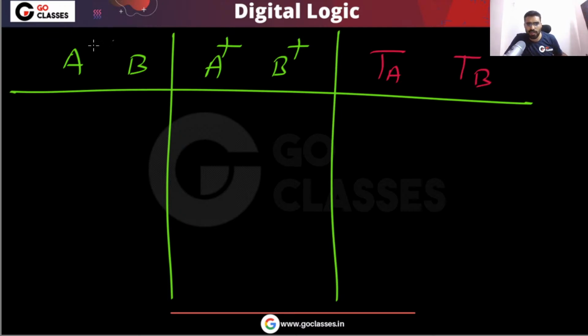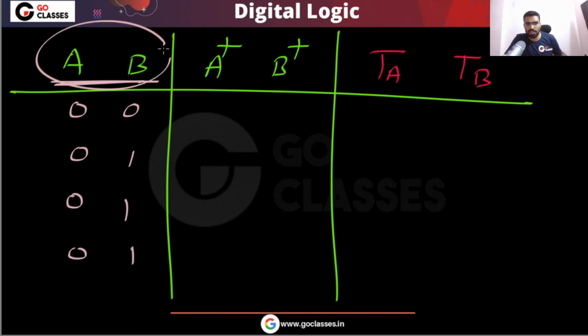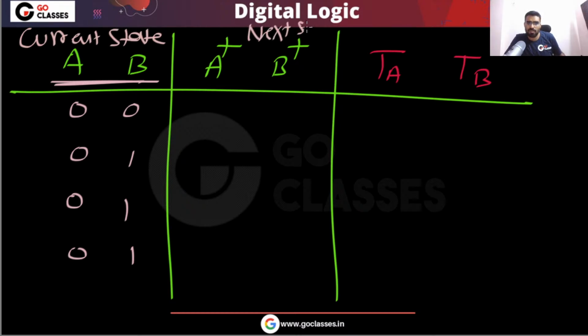So here what will happen? There are a total of 4 states: 0 0, 0 1, 1 0, 1 1. Now you can notice if you have this A, B, remember, this is your current state, and this is your next state, and these are the flip-flop inputs. You can notice these are the flip-flop input combinations.